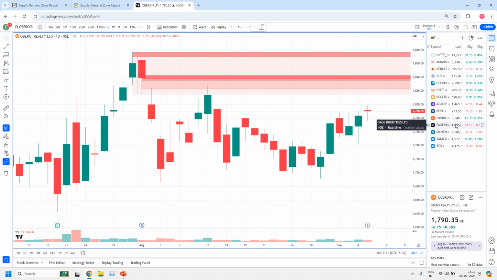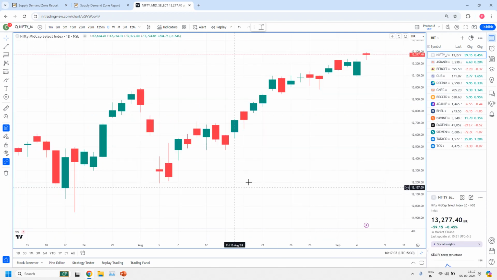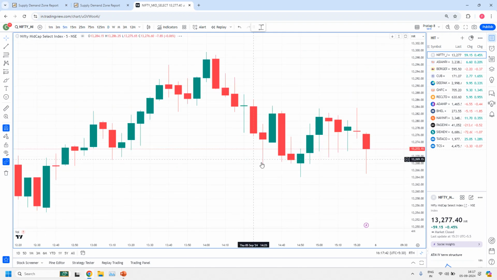I am not going to explain any details, but our focus is on how powerful these zones are. If any trades are executed, how much profit, how much time they have taken, how much profit they have given, you need to understand. See, the first one is Nifty Midcap Select. It is part of the zone. Let me change the time frame to 5 minutes.